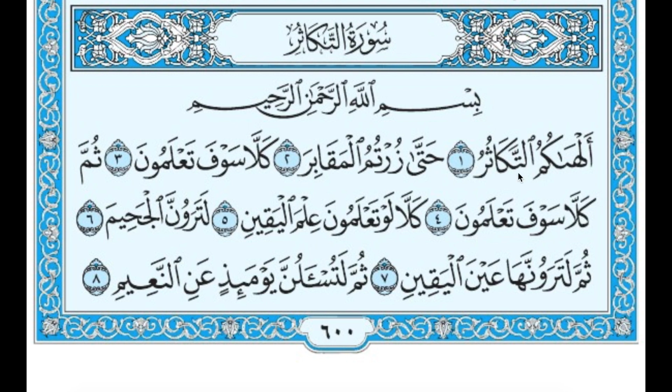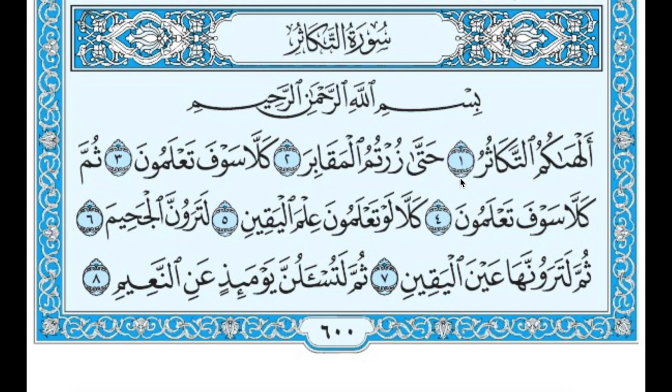So at-takathur is to pile up material goods, or Allah is saying to pile up anything, period, because people don't always pile up material goods. Sometimes people pile up other things like accolades from people, praise from people. So here it is, piling up stuff, whether material or otherwise, has distracted you.